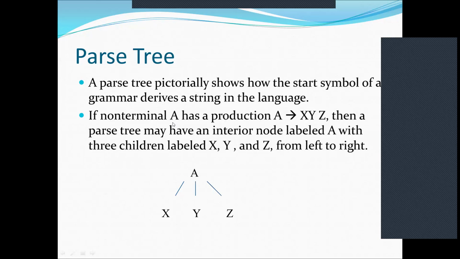So if non-terminal A has a production like this, then a parse tree may have an interior node labeled A, it could be any interior node with A, with the 3 children X, Y, and Z from left to right. This is the objective. So to make this parse tree, we have to make this production. To make the production, we have to understand the formula or base rules in which the equation can be put to get a production. That is the whole objective of lexical analysis.